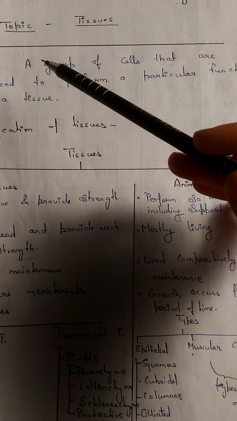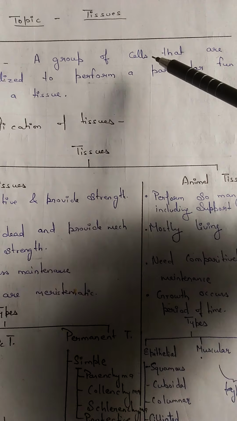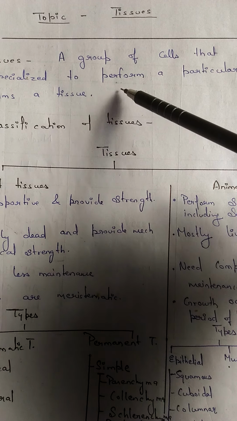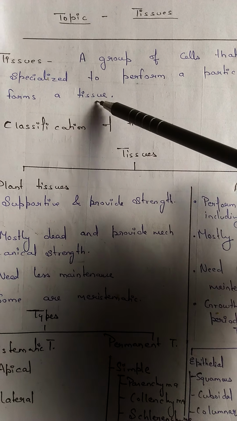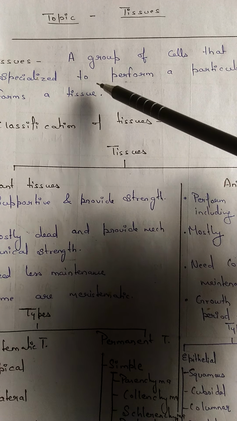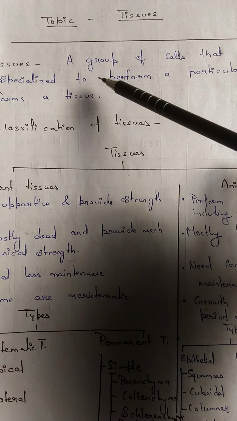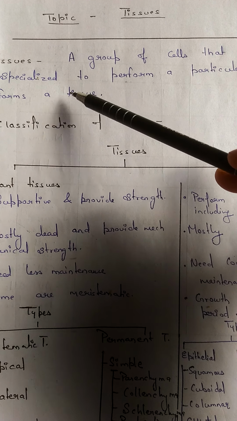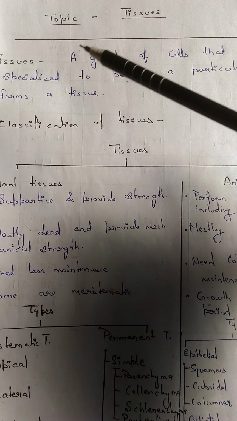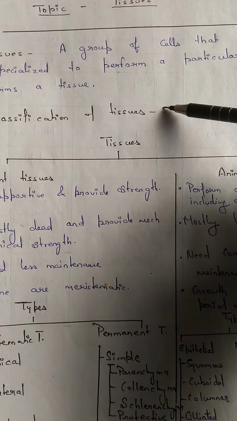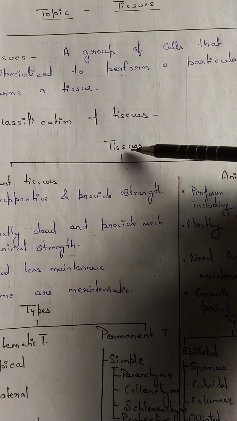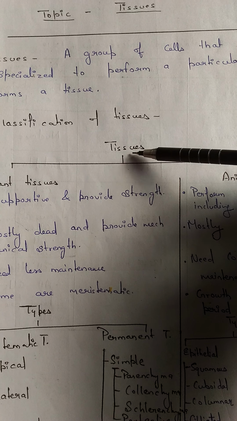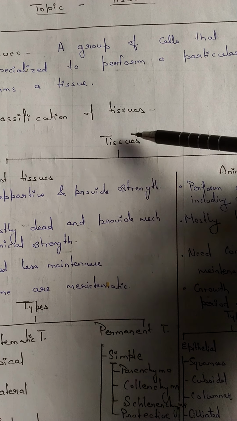We can study it from here. A group of cells that are specialized to perform a particular function forms a tissue. This is the definition we have: a group of cells which is performing a specific function is called a tissue. Classification of tissue: now we are going to see into how many parts the tissue is divided. Before proceeding, let us see various tissues.